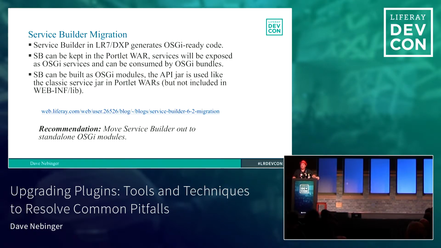So with Service Builder, you can use your Service Builder portlet war services in OSGi modules. Likewise, if you have Service Builder service modules, you can use those services in your portlet wars. I have a blog, and you guys will get all these slides, so the links will be available for you. But I went through all of the different ways that you approach your Service Builder updates. And there's sample code, everything's out there, so you can look at it when you can.